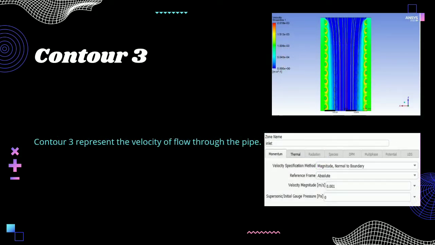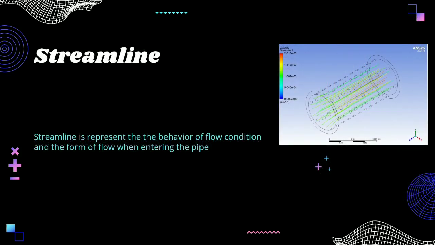Okay, contour 3 represents the velocity of flow through the pipe. We can see from the picture of the streamline the zone name, which is the inlet. Velocity specification method is magnitude, normal to boundary, reference frame is absolute, and velocity magnitude is 0.001 meter per second. The streamline is shown in this picture. The streamline represents the behavior of the flow condition and the form of flow when entering the pipe.